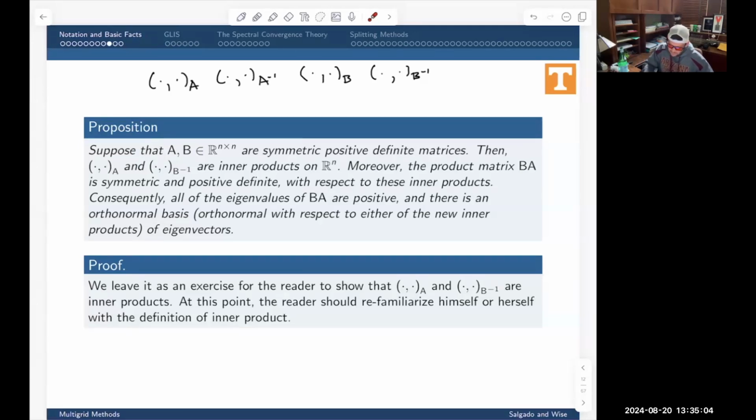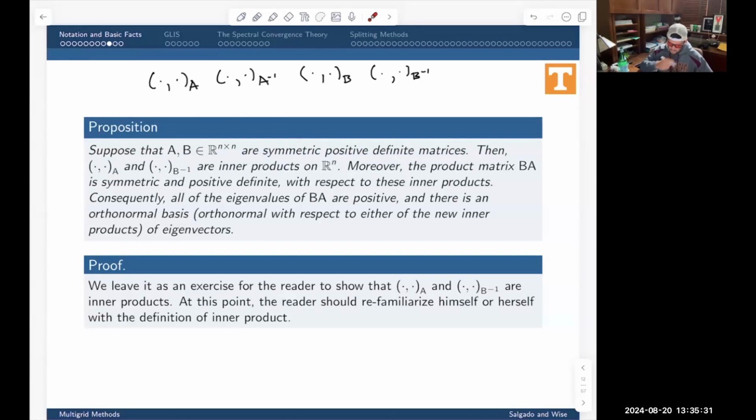Consequently, all of the eigenvalues of BA are positive. That is, the product matrix BA. And there's an orthonormal basis, orthonormal with respect to either one of these two metrics that I just defined, of eigenvectors of B times A. And that's just an application of that general spectral decomposition theorem.